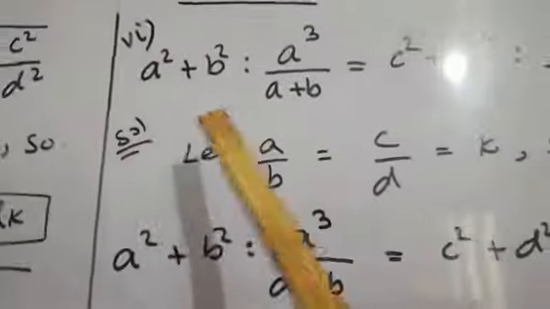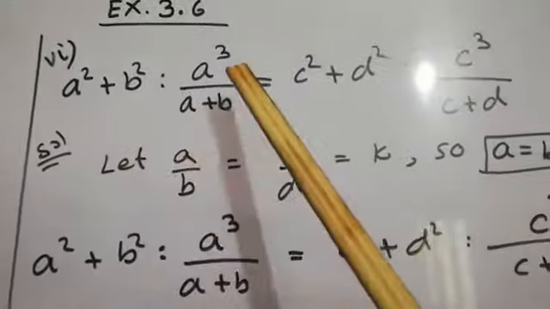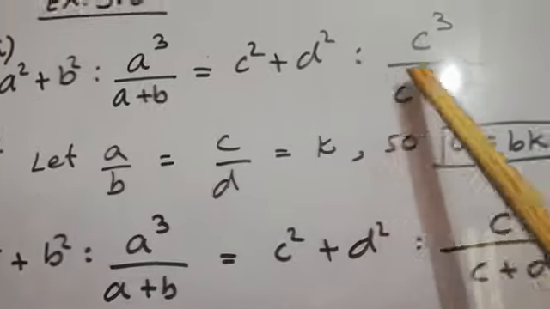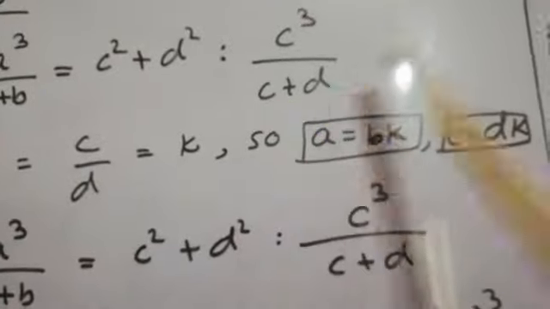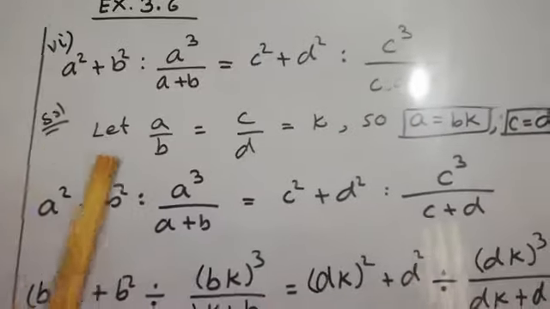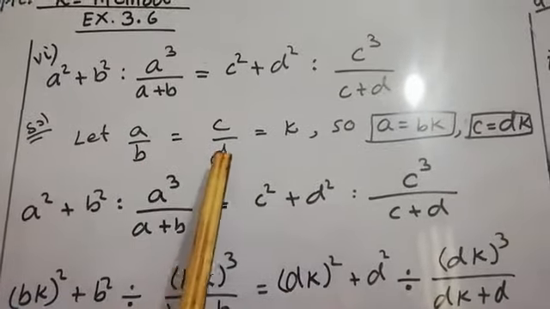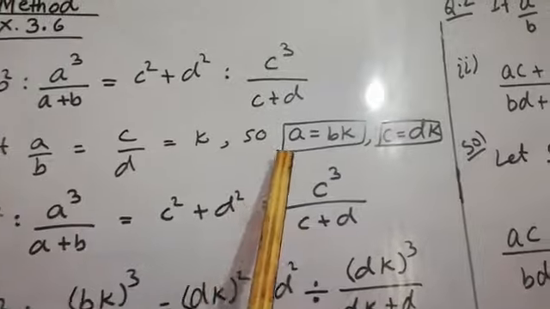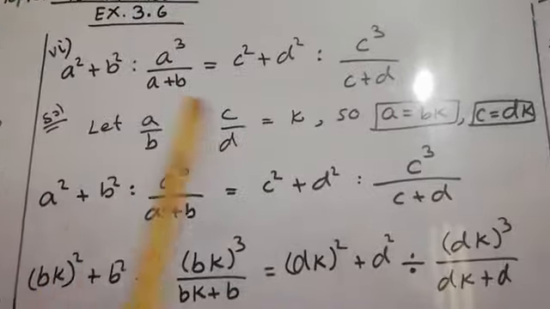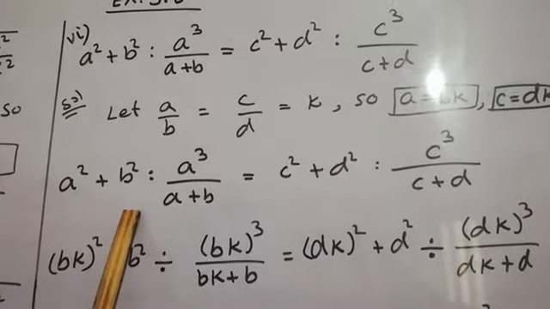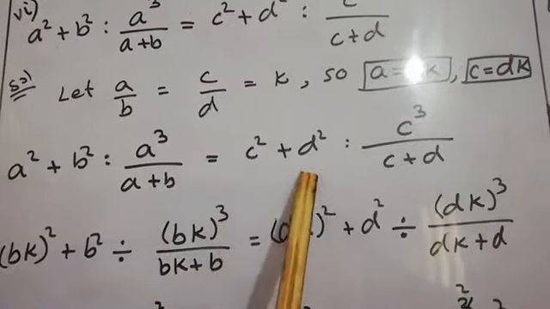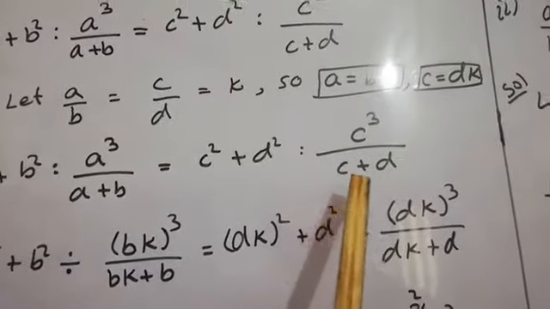Part number 6: (A square plus B square) ratio (A cube by A plus B) equals (C square plus D square) ratio (C cube by C plus D). Dear students, again we write: suppose that A by B equals C by D equals K. So A equals BK and C equals DK. Now we write the question again: (A square plus B square) ratio A cube by (A plus B) equals (C square plus D square) ratio C cube by (C plus D).